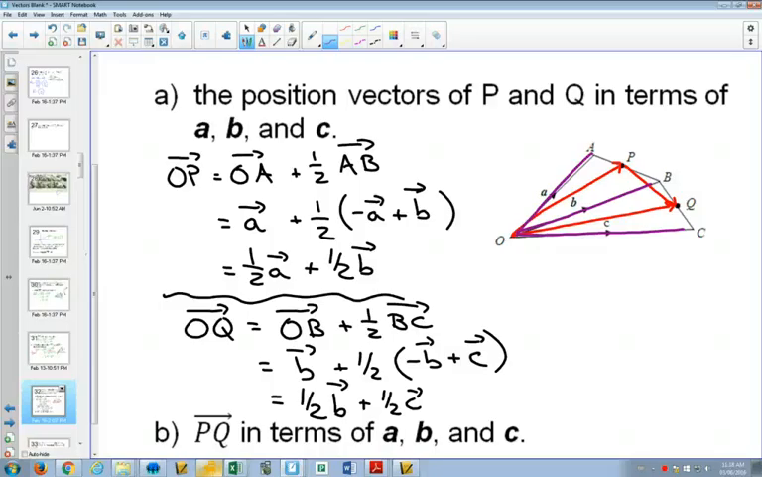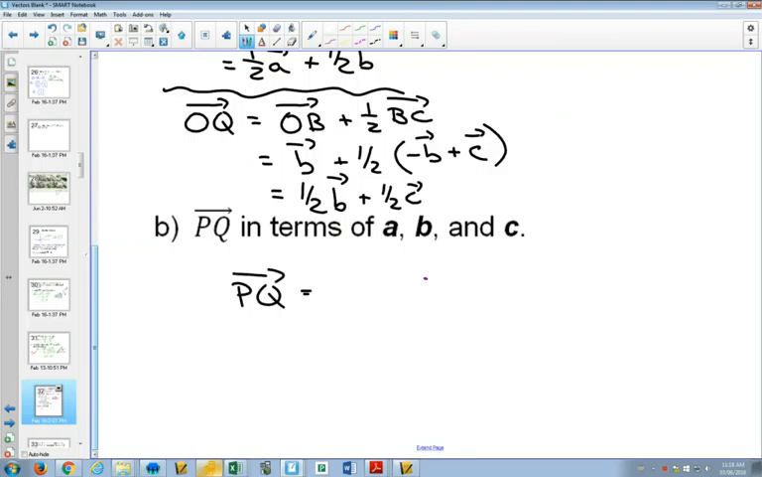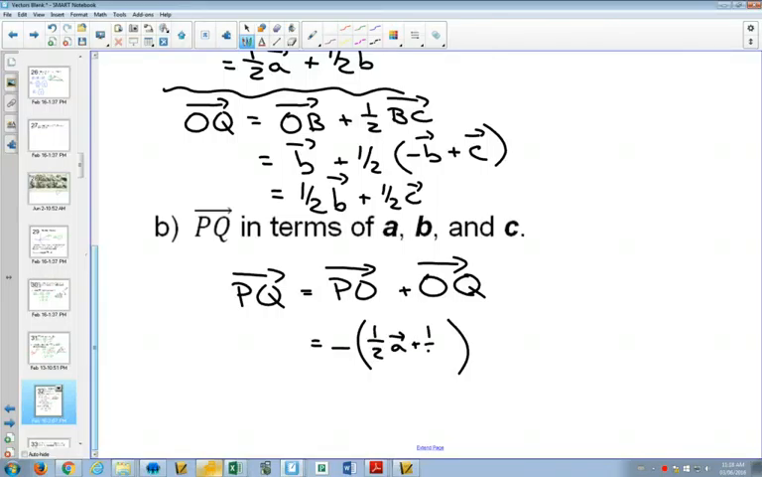As far as the pictures that I have here, I have the three purple lines, and we already figured out this line and this line, those position vectors in part A. So as far as going from P to Q, using the lines that are given to me, I can do that by just going backwards on P and then forwards on Q. So P to Q is just going from P to O and then going from O to Q. And this will be negative O to P, and we figured out O to P already was 1/2 A plus 1/2 B. And O to Q was 1/2 B plus 1/2 C.